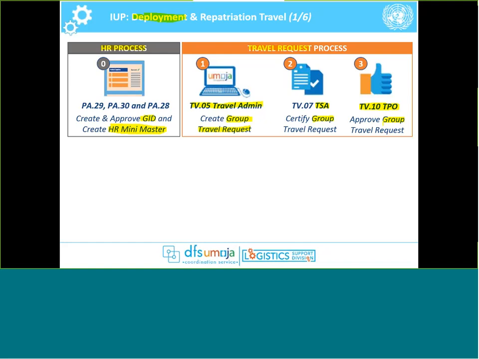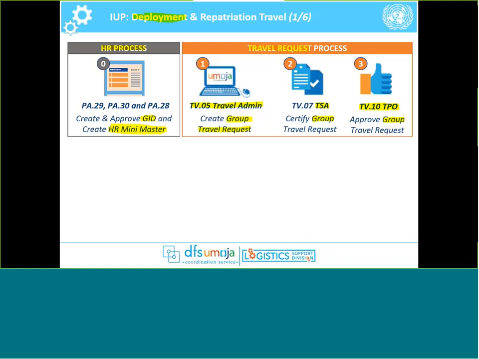All right. So here we are talking about deployment travel. So all the part of the travel request is done as a group, and right after the TPO has approved the group travel, the system will automatically create one individual travel request, with their unique travel request number, for each IUP included in the group travel request.